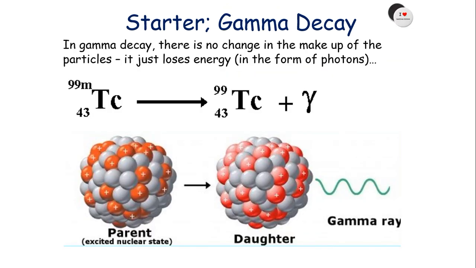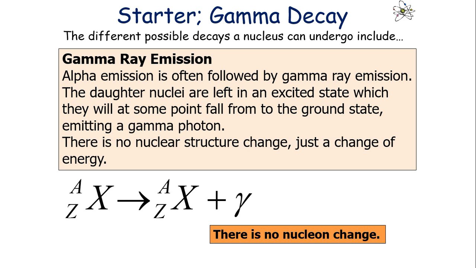The last type of decay you can have is gamma decay. That's where there's no change in the makeup of the particles of the nucleus. It just loses energy in the form of an energy particle that we call the photon. Gamma emission is often an event that happens after alpha emission. After alpha emission has happened, the daughter nuclei are left with an excess amount of energy, which we call an excited state, which will then be lost at some point. It will go from the excited state to the ground state, its stable state in equilibrium, and as it does this, it releases energy, which we call a gamma photon.